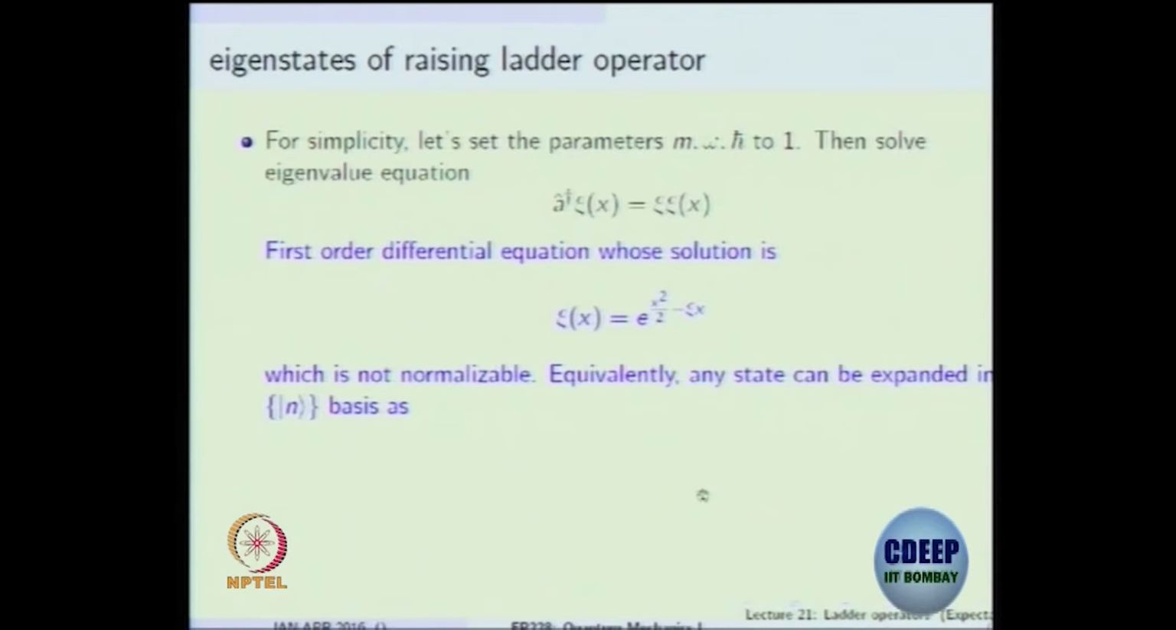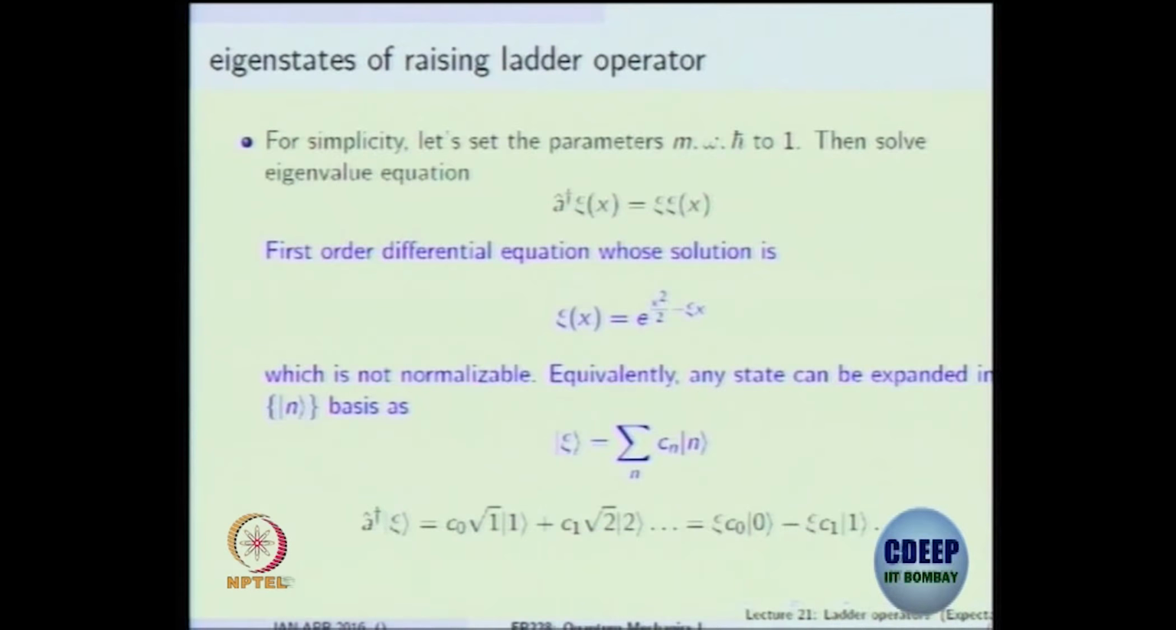Can we see this from the Dirac formalism? Write the psi as a linear superposition of the number eigenstates. I want to show that the only possible normalizable solution is that all the c's are 0, which should be trivial. This is what a null state is. Can we verify that here? Try and do that. A dagger on psi will give you C0 root 1 times ket 1 plus C1 root 2 times ket 2 and so on, and equate it to the eigenvalue times the initial state.